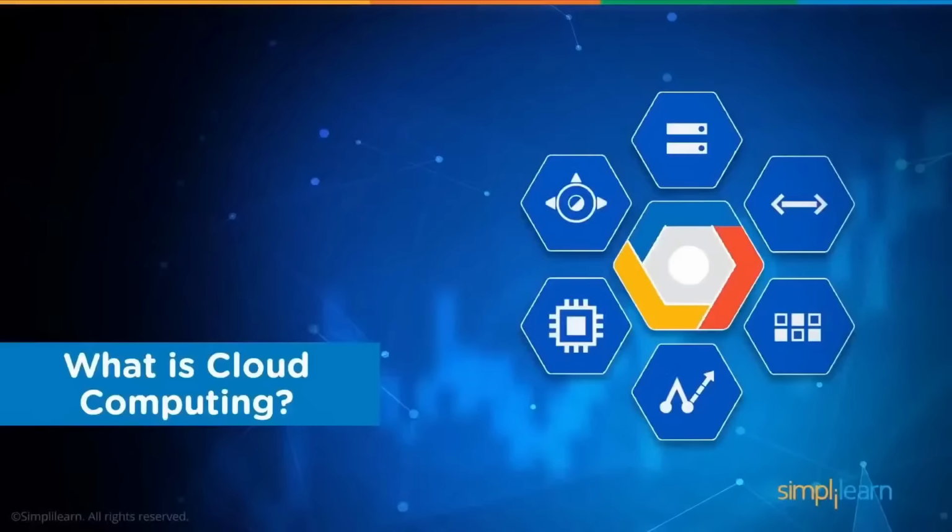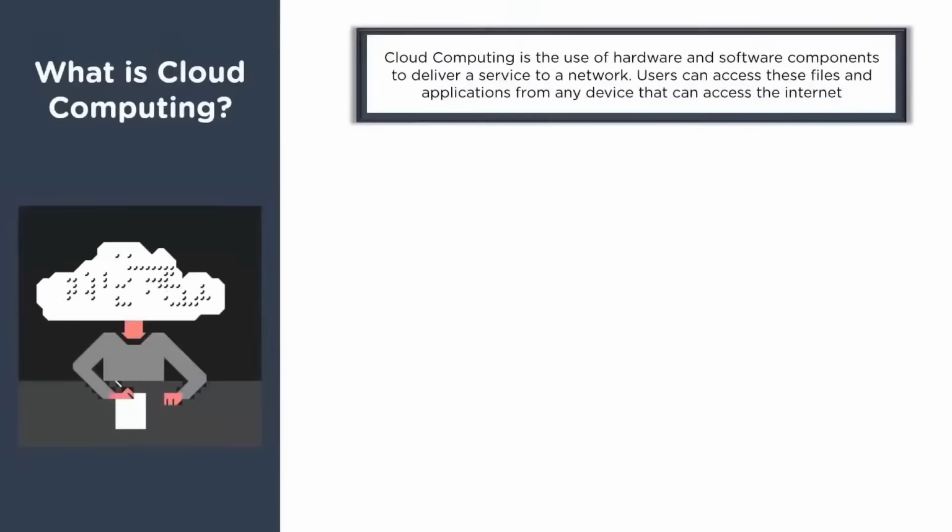So when we talk about Google Cloud Platform, we also need to know what is cloud computing. So cloud computing is the use of hardware and software components to deliver a service to a network. Users can access these files and applications and services provided by a cloud provider from any device that has access to internet. In short, cloud computing is a way where cloud provider provides access to different services such as resources.